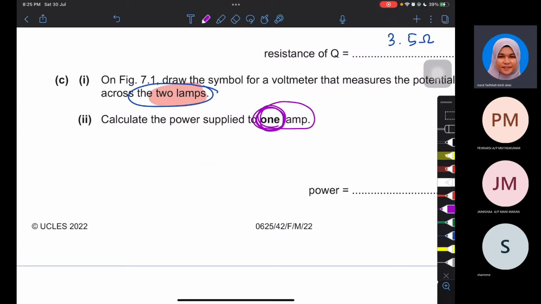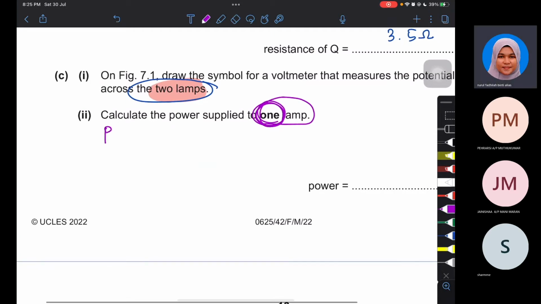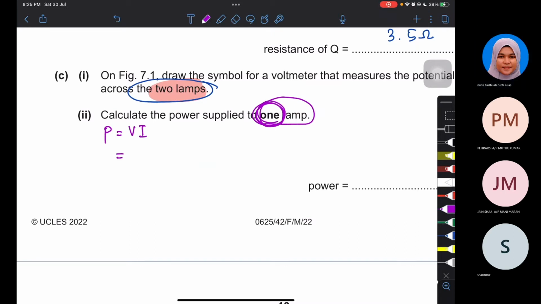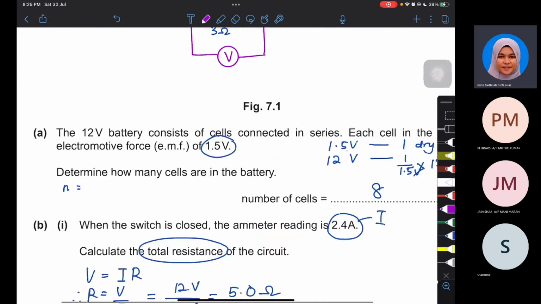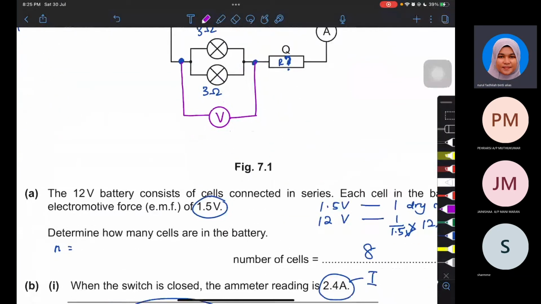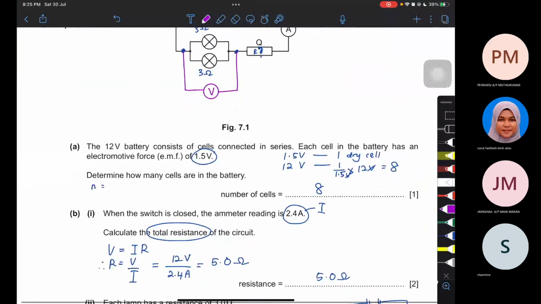So what's the formula for power? Power equals to Phi ataupun IV. Do you know the V? For each lamp. Sure. Soalan nak lamp. Jadi for each lamp, what's the voltage? Soalan 1.5. 1.5. Is it?